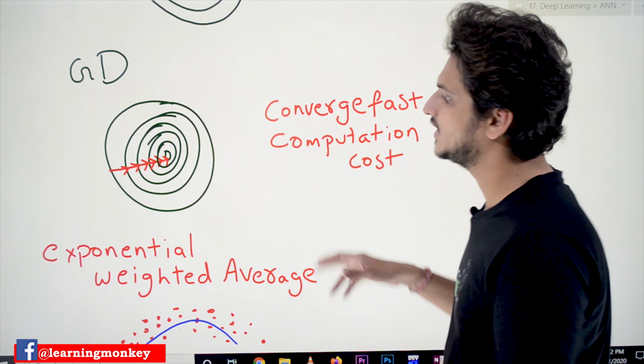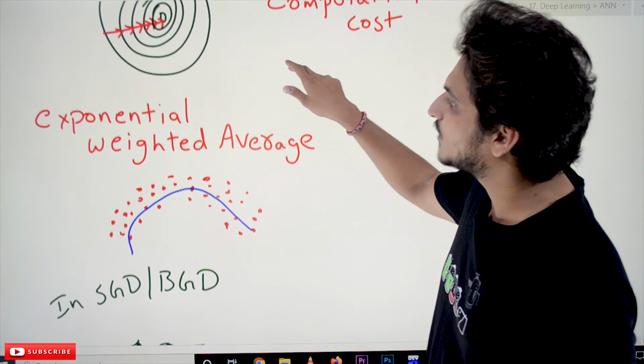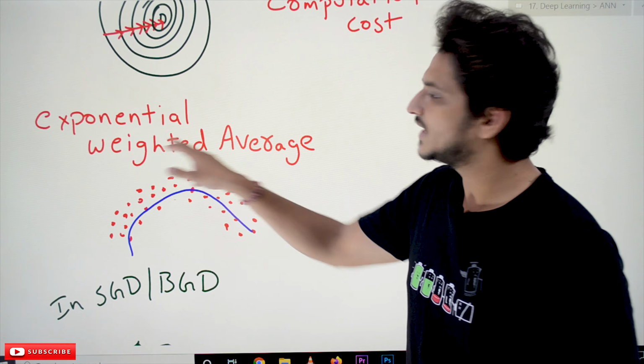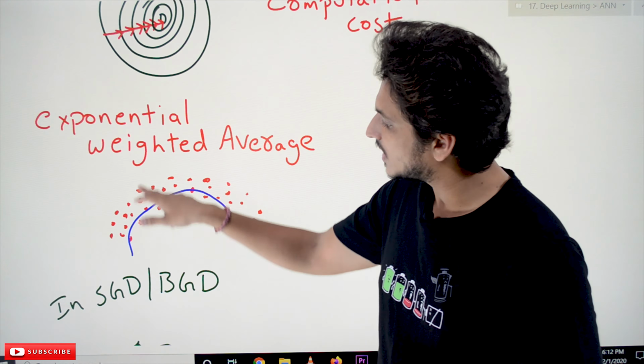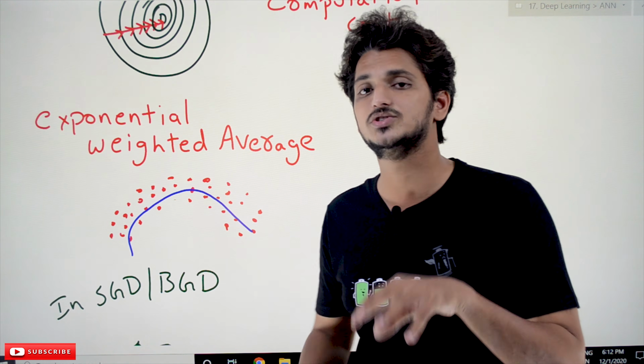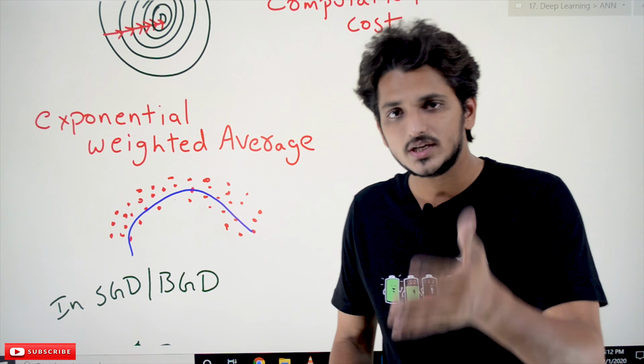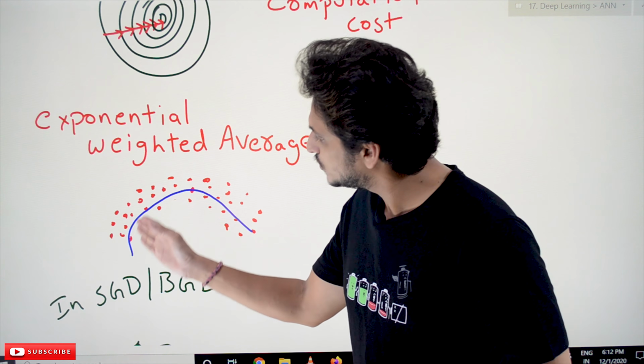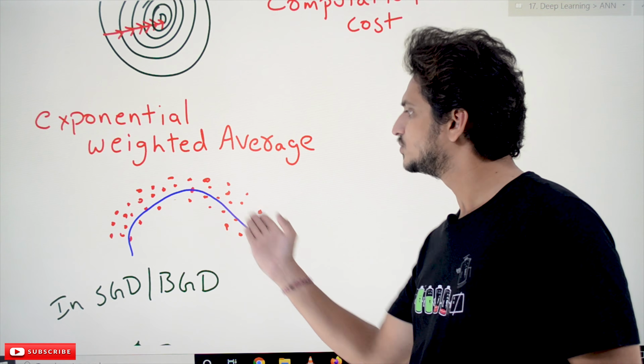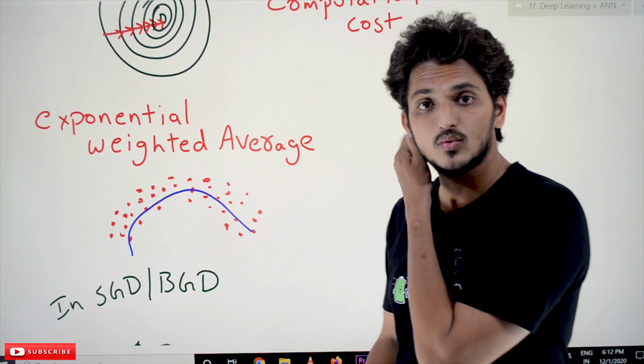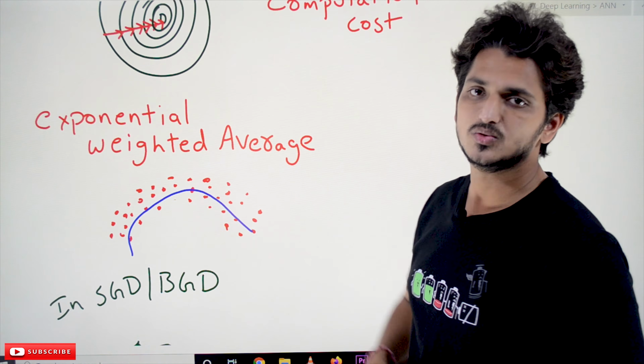In our last class, when we discussed exponential weighted average, if our data points are like this and you compute the exponential weighted average, it gives a smooth curve, smooth averages like this. That is what exponential weighted average is doing.